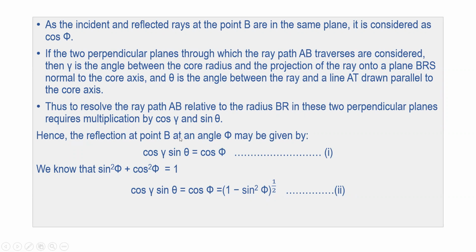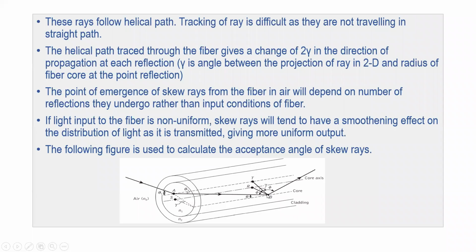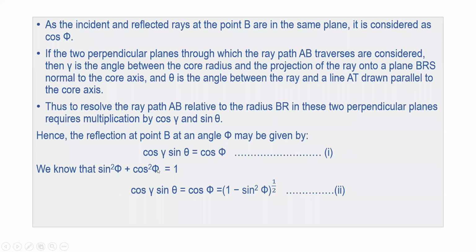Now the reflection at point B at an angle phi is considered as the product of cos gamma and sin theta. As we know, according to the identity sin squared phi plus cos squared phi is equal to 1, we are using this identity and converting cos phi into the root of 1 minus sin squared phi.